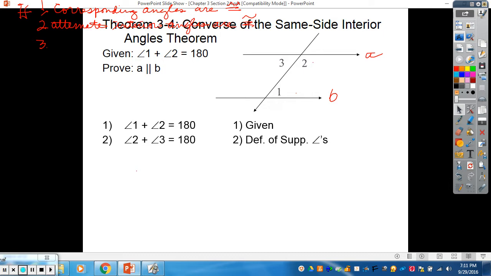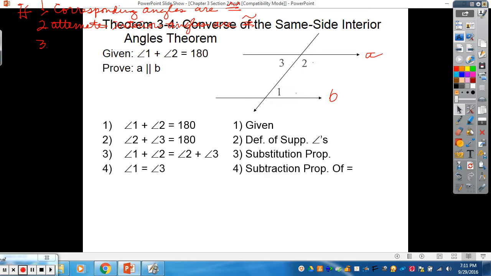Now the next thing is going to be this. If those two equations equal the same, we can take one of those 180s out and plug in angles 2 and 3 in its place. So we get something that looks like this. Okay, substitution there. Okay. Now, I'm going to look at that equation. I'm going to say, you know what? I can simplify that equation in number 3 by subtracting angle 2 from both sides. If I do that, now I've got that.